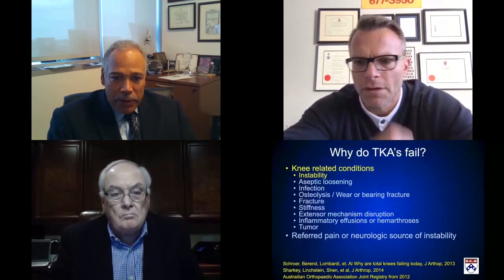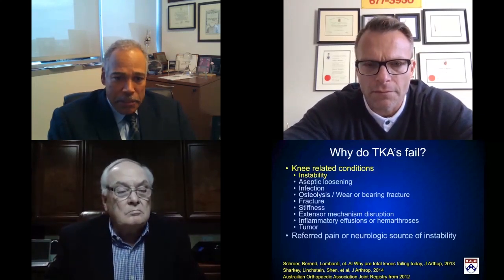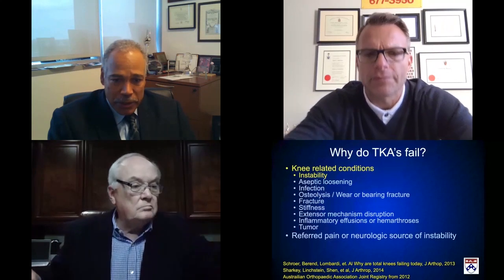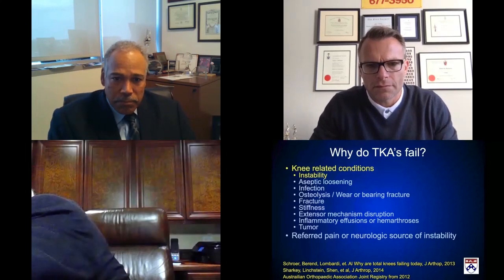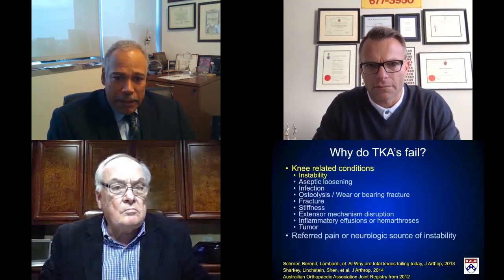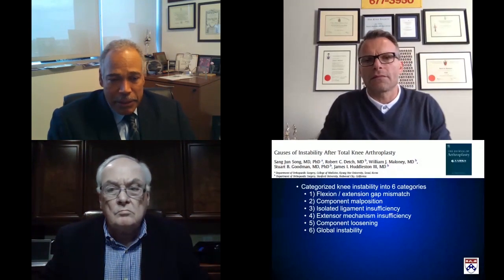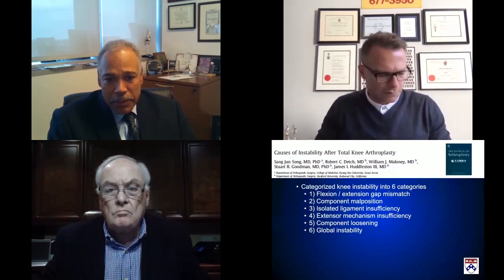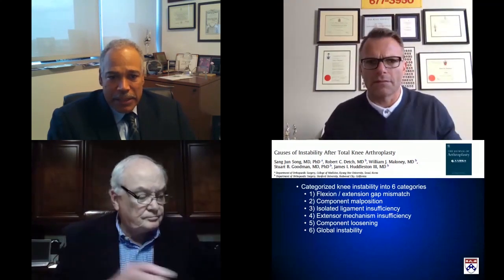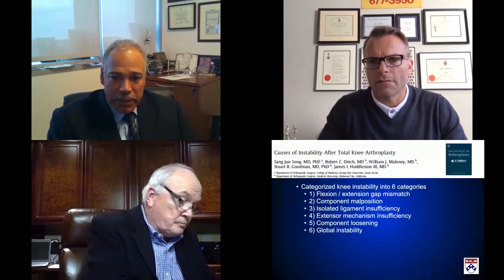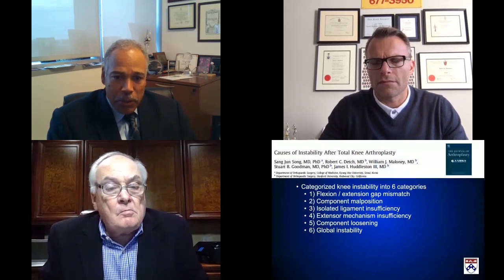So why do knees fail? There have been a number of studies looking at this, and the three most common reasons, in whatever order, are instability, aseptic loosening, and infection. So in this talk, we're going to talk about instability. A group at Stanford has looked at instability and has categorized it in the knee replacement setting into 6 categories: what they call flexion extension gap mismatch, component malposition, isolated ligament insufficiency, extensor mechanism insufficiency, component loosening, and global instability.